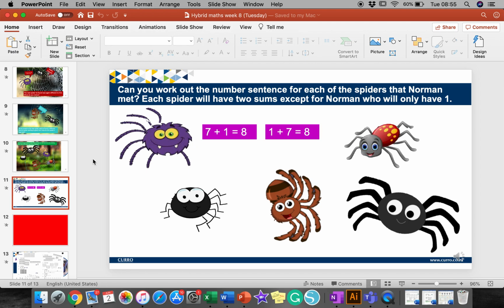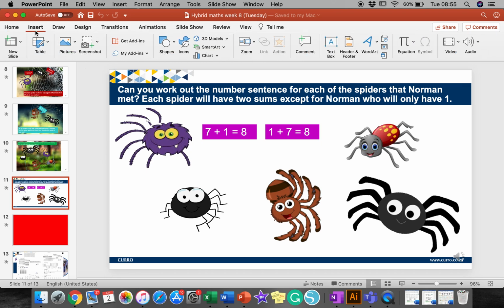So our first spider, he has the purple spider. He has 7 legs on one side and 1 leg on the other side. So he's 7 plus 1 equals 8. And when you flip it around, you can also say 1 plus 7 equals 8.